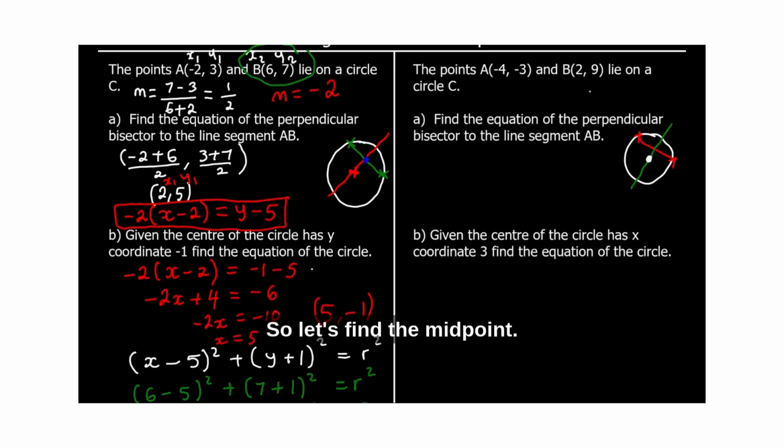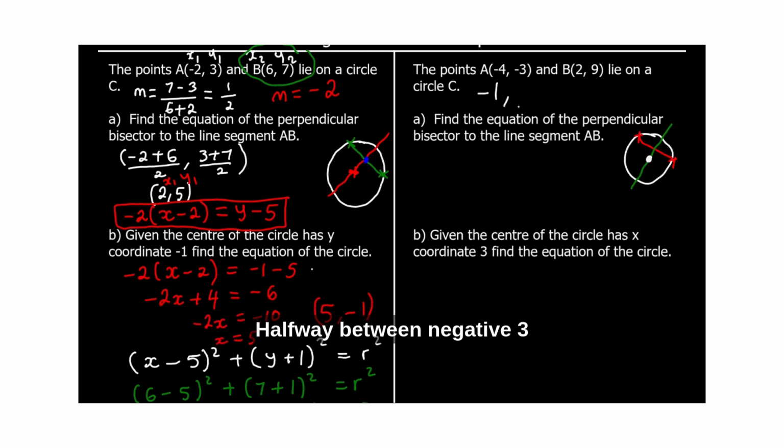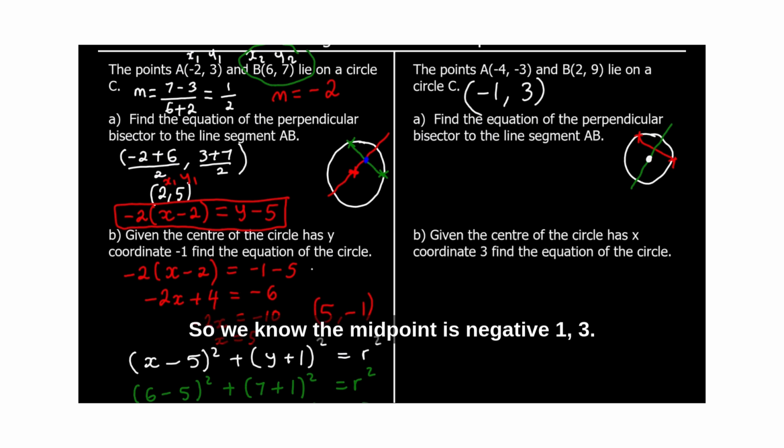So let's find the midpoint, halfway between -4 and 2. So add them up and half them, that's -1. Halfway between -3 and 9, add them up and half them, that's 3. So we know the midpoint is -1, 3. That's this point here.